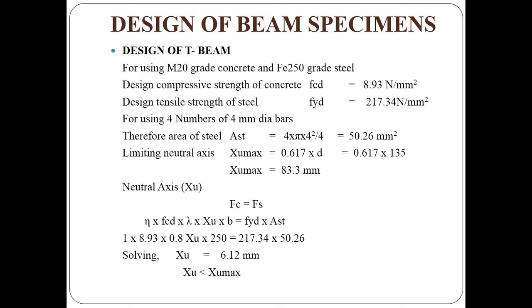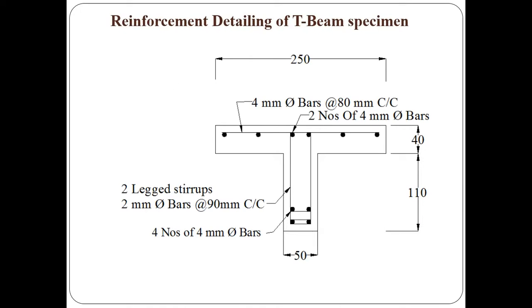Design of beam specimens. For design of T-beam, the same design procedure is followed for checking the sections and the area of steel. Here provide 4 numbers of 4 mm dia bars. This is the reinforcement detailing of T-beam specimen. The tension reinforcement is 4 numbers of 4 mm dia bars, and top reinforcement 2 numbers of 4 mm dia bars, and slab reinforcement 4 mm dia bar at 8 mm center to center in both directions.